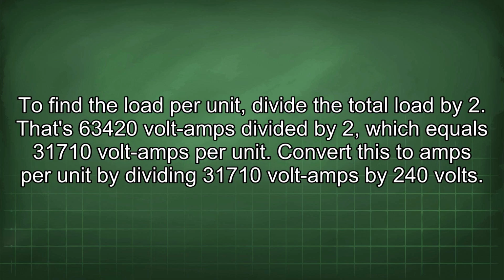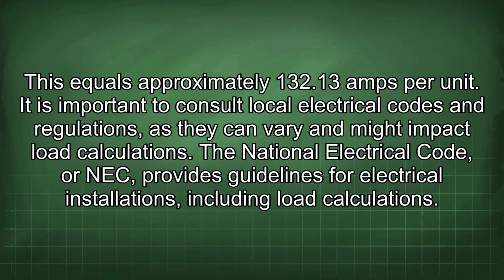Considering this is a duplex, each unit has the same load. To find the load per unit, divide the total load by 2. That's 63,420 volt amps divided by 2, which equals 31,710 volt amps per unit. Convert this to amps per unit by dividing 31,710 volt amps by 240 volts. This equals approximately 132.13 amps per unit.